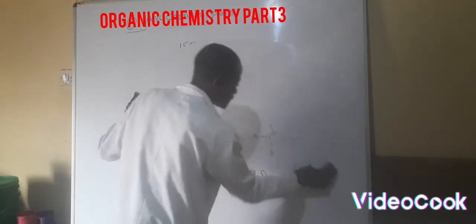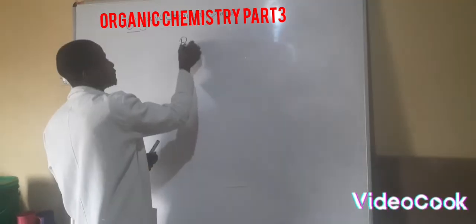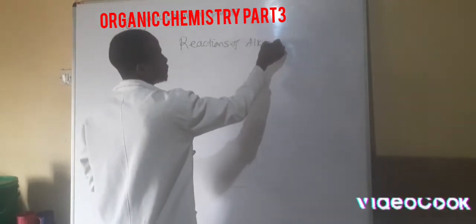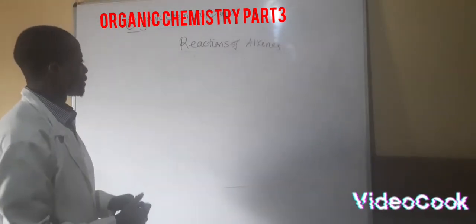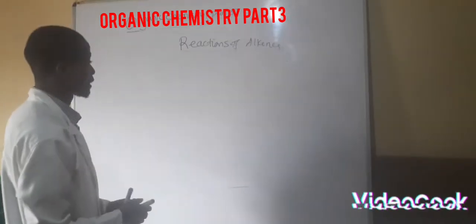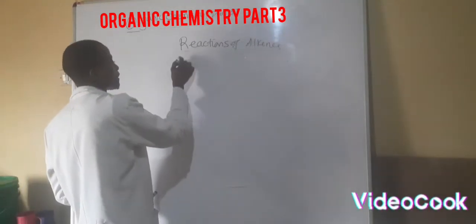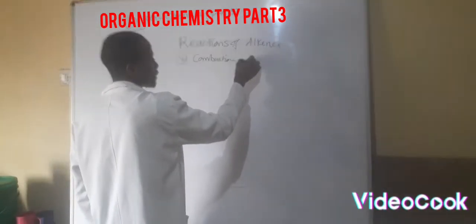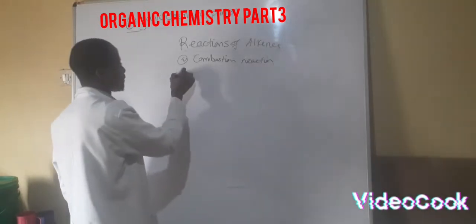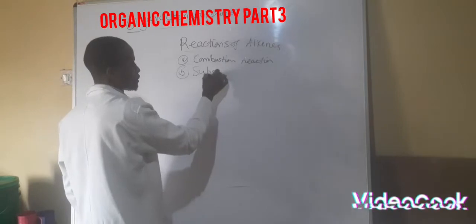Now, the last part, we do the reactions of who? Alkenes. Reactions of alkenes. The alkenes undergo 2 types of reaction. The first type of reaction is called the combustion reaction. And the second type is the substitution reaction.